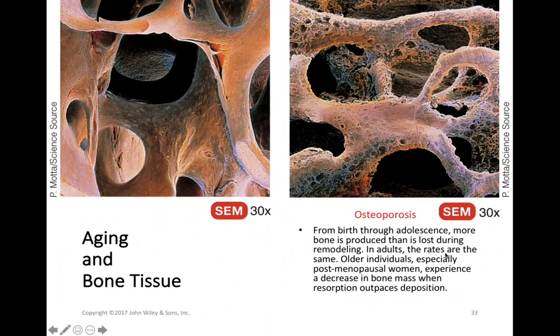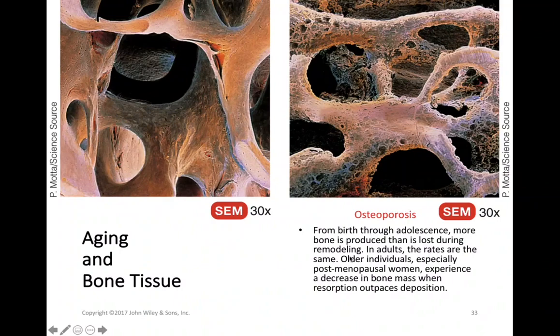In adults, those rates are going to be relatively the same. We're going to have the same amount of bone resorption with the same amount of bone deposition. However, this is going to be set off when we get into our older individuals, especially postmenopausal women. This is a group that is very, very susceptible to obtaining osteoporosis.